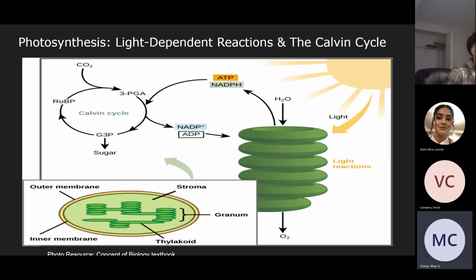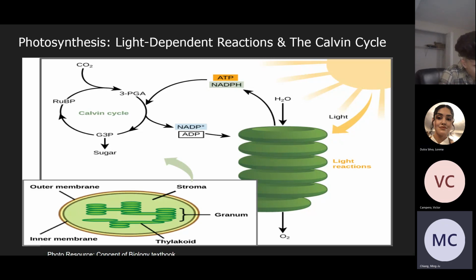Photosynthesis includes light-dependent reactions and the carbon cycle. During the light-dependent reactions, the absorbed light energy is converted into ATP and NADPH, and then releases oxygen into the air. During the carbon cycle, the ATP and NADPH and CO2 are used to produce G3P, then form glucose.